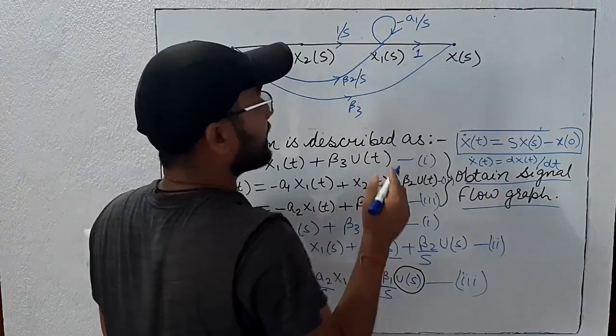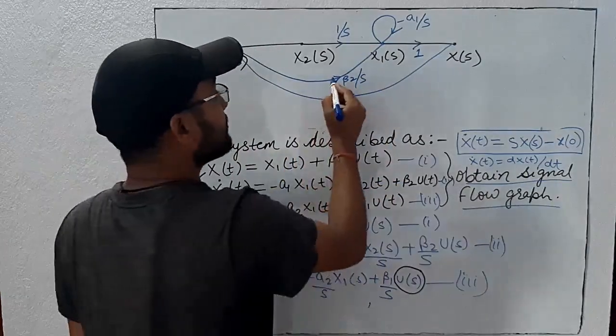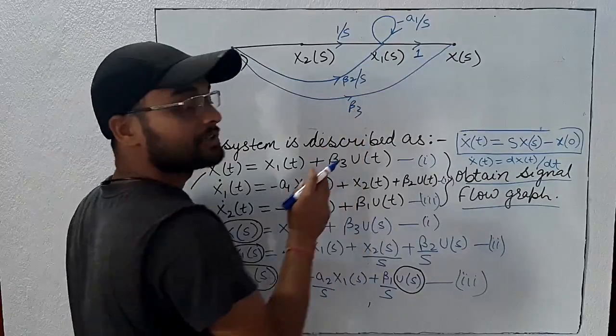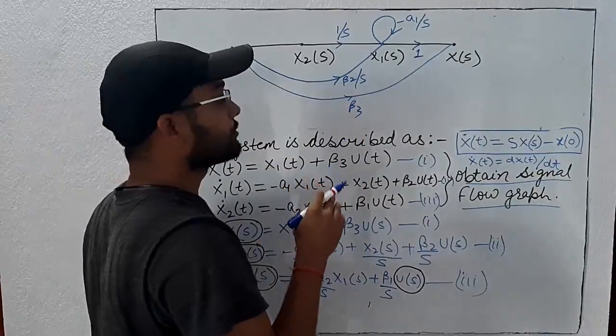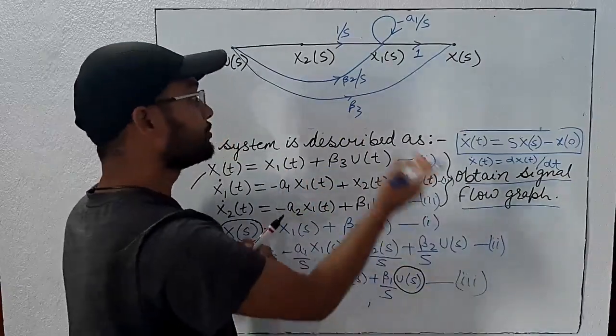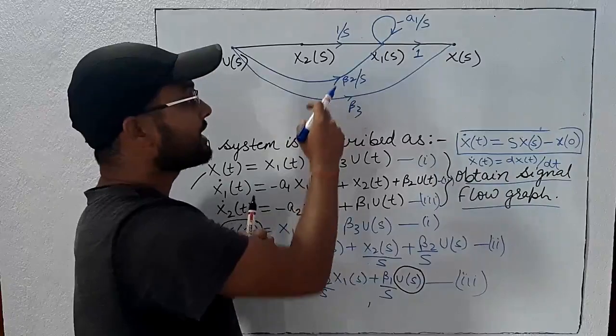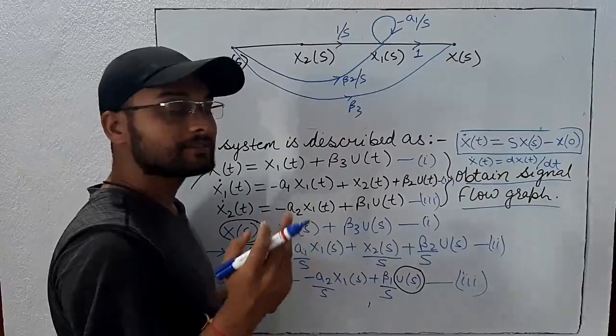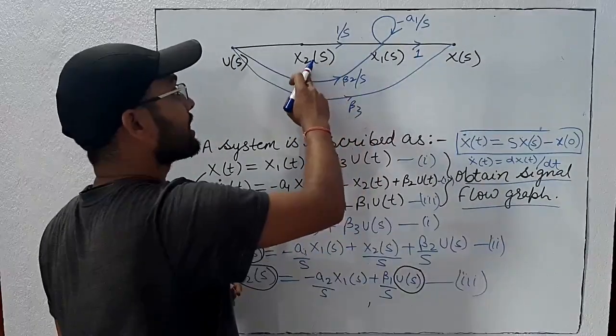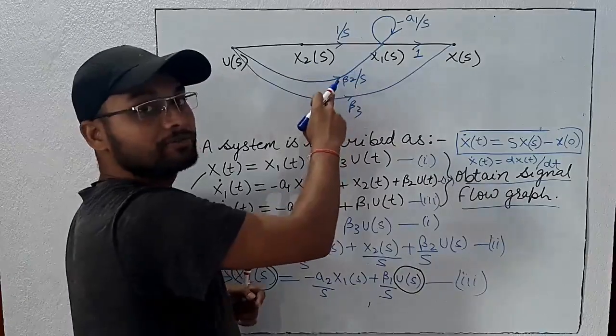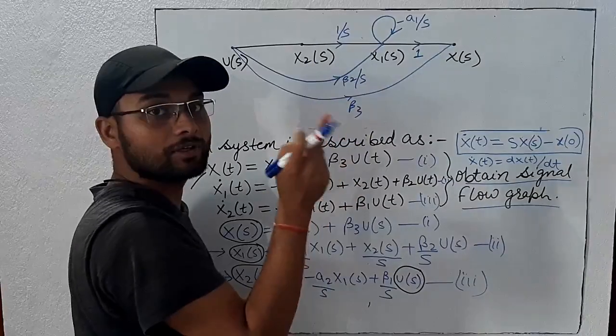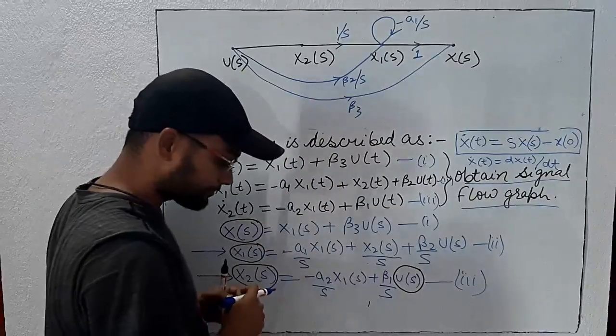So from u(s) one branch will come and terminate at x1(s), and we will give the multiplicative factor b2 by s. And be careful while putting the arrow sign, because that is very important and you can make a mistake in the exam if you do not put the proper arrow sign. Even if a signal flow graph question comes in the exam, you should watch carefully what the arrow direction is, then only you can form the equation.